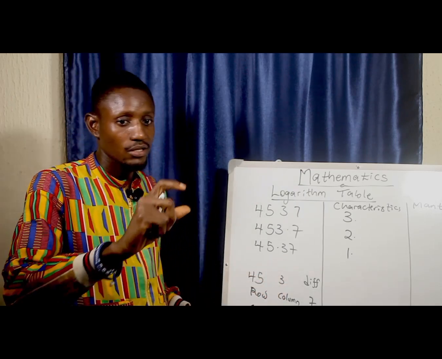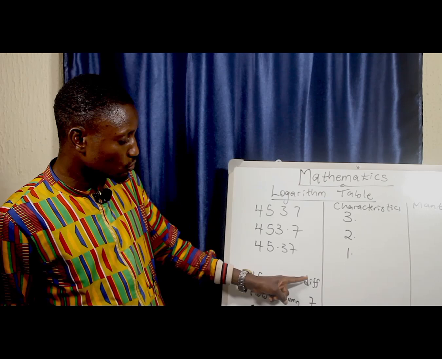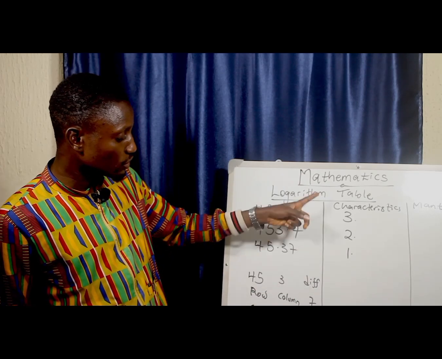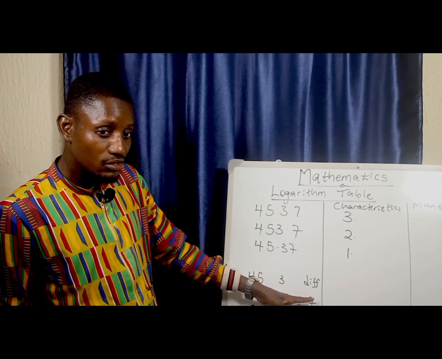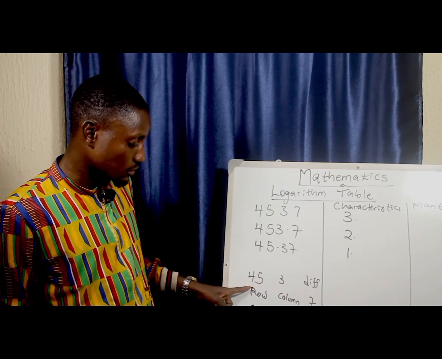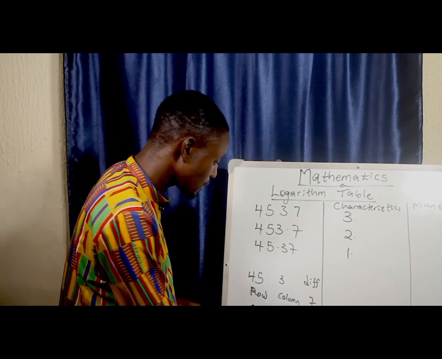You will see difference there. You see a space where there is difference. So when you check that difference, you check difference 7, you trace it down to the same row 45. You trace difference 7 down to the same row 45, and when you trace it down, you will discover that the digit there is 7.